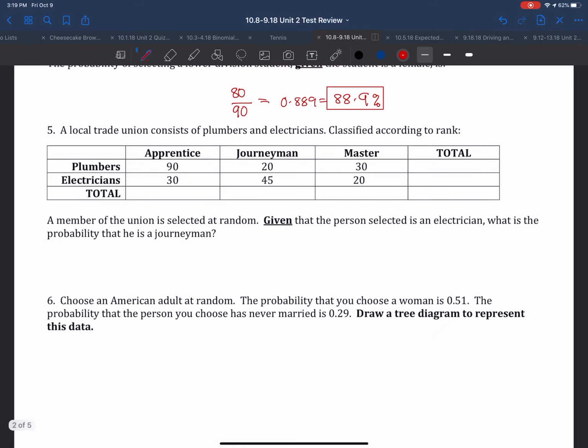Number 5 says, a local trade union consists of plumbers and electricians classified according to rank. And so first thing I want to do, just complete my table and find my totals. So 90 and 30 make 120, 20 and 45 make 65. Here we'll have 50. And then if I add up my rows, I'm going to get 140, 95, and 235.